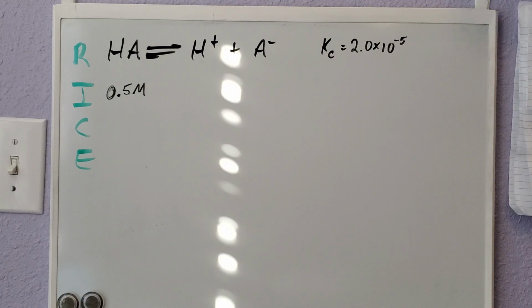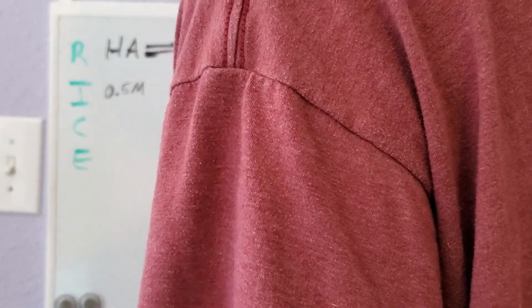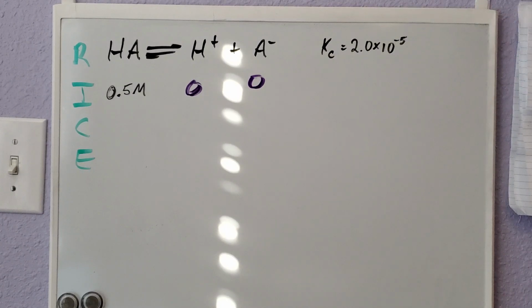Very similar to the last ones, and similar to life in general, before you start this chemical reaction, initially you don't have any product. And so initially, again, you have 0 for both H plus and A minus when it comes to the concentrations, because they don't exist yet.